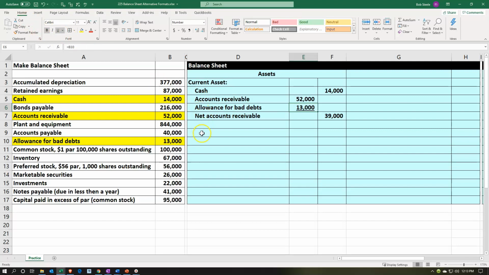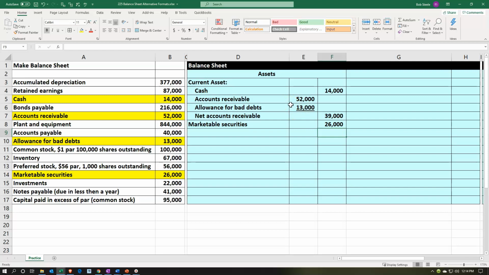Then we're going to go to the next one, which is going to be marketable securities. Marketable securities is down here. Marketable securities are basically us investing in securities. They're not our securities, right? So we're investing in something. That's going to be an asset. We're going to say it's a short-term or current asset. In this case, 26,000, and that should go in the outer column. The only reason we have this inner column is for any kind of sub-calculation within this section.